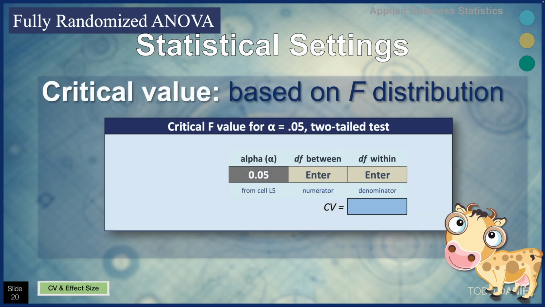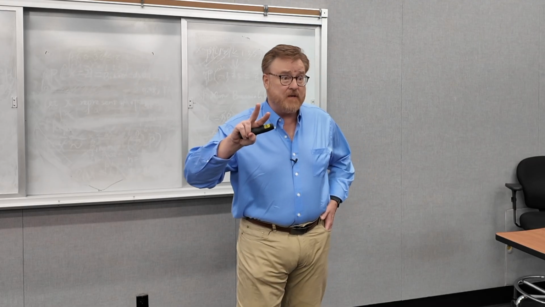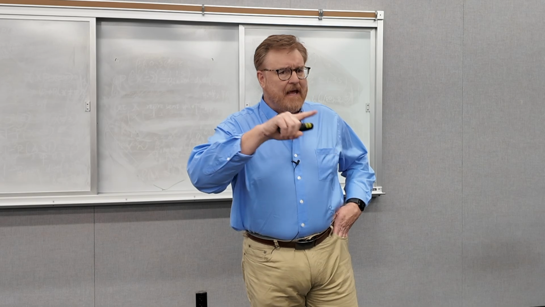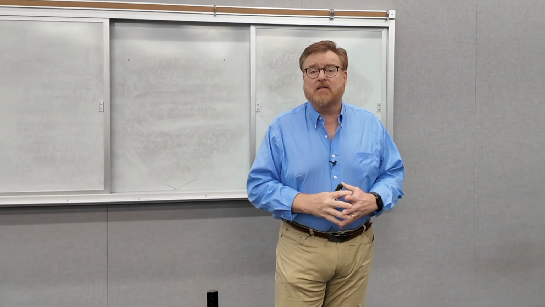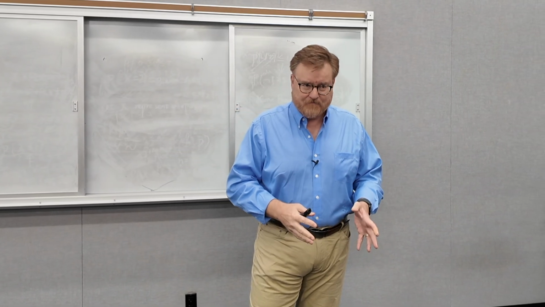We need to look up a critical value for these degrees of freedom. We have 2 separate degrees of freedom we're going to consider, between and within, and we could look them up in an F table.